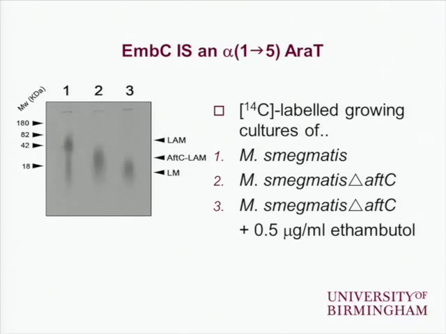So one of the things that we did was some labeling experiments, and basically you can see here LAM and LM in our wild type. In our mutant, we've got our hybrid LAM here, and there's our lipomannan. What you can see here is that when we add in ethambutol, we get a shift again in size. So this suggests that the ethambutol that we're adding is decreasing the amount of arabinose in our mutant even further. And we know that ethambutol targets alpha-1,5 arabinosyltransferases.